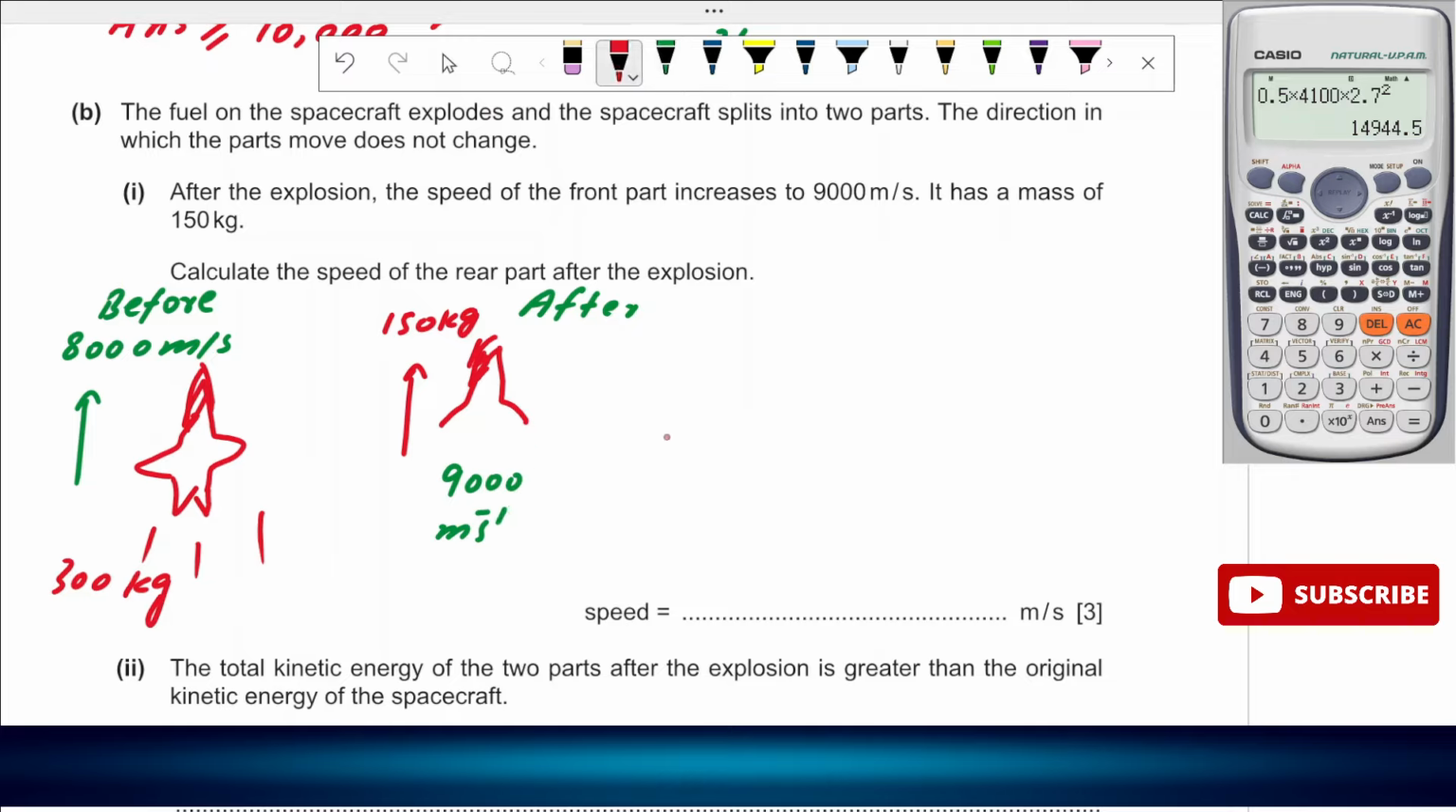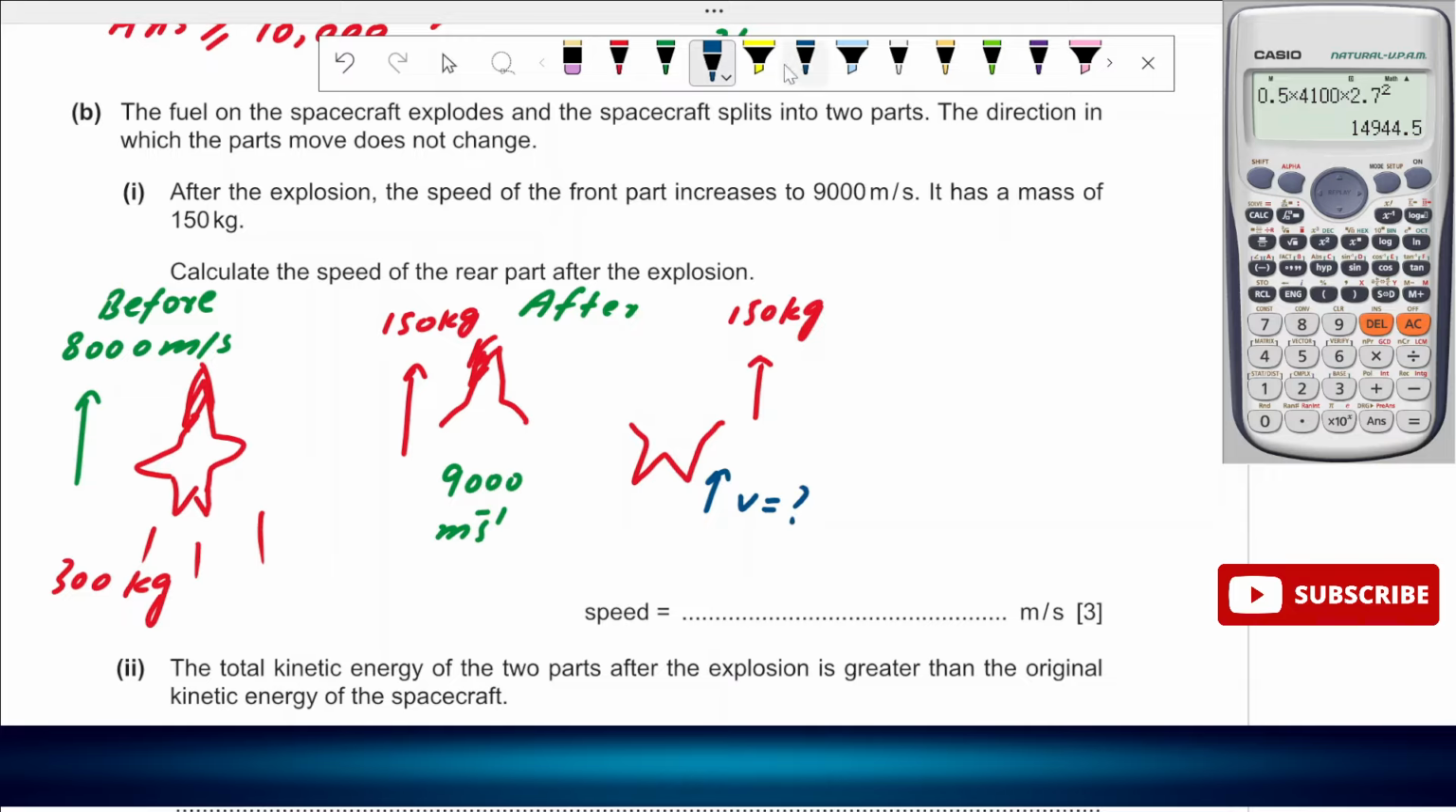Likewise, the second part, it is also moving in the same direction. The leftover mass would be 150 kilograms because the total mass was 300. The first part is having the mass 150, so thereby the second part should also be having 150. And then we don't know the speed of it. That speed needs to be found out.